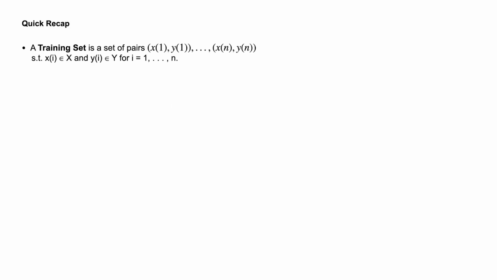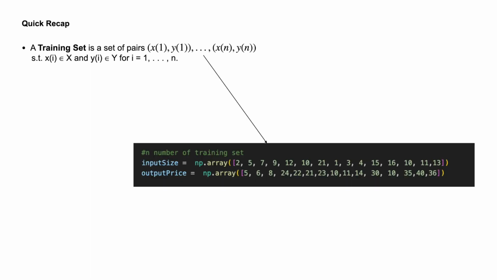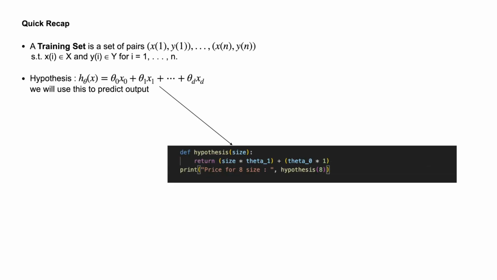Before moving to this session, we're just going to do a quick recap of the previous session. We know that we have a training set where x is the input and y is the output. We represented x as the input size, and the output is the price of the houses. Similarly, we have one hypothesis, and we are going to use the hypothesis to predict our house price. During the prediction, we are going to use our new theta 1 and new theta 0.